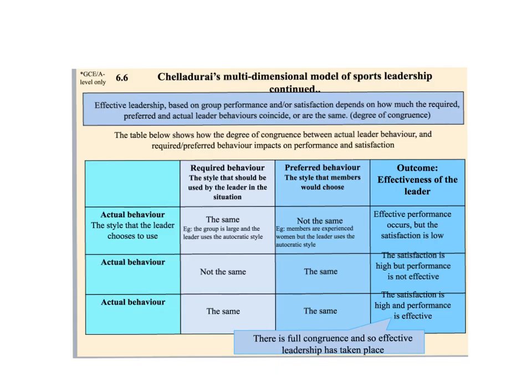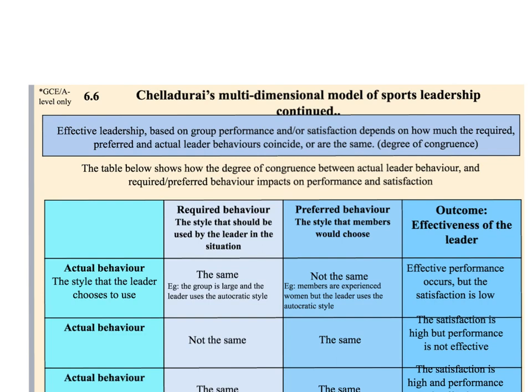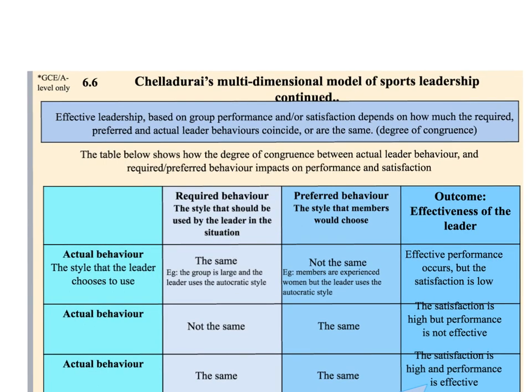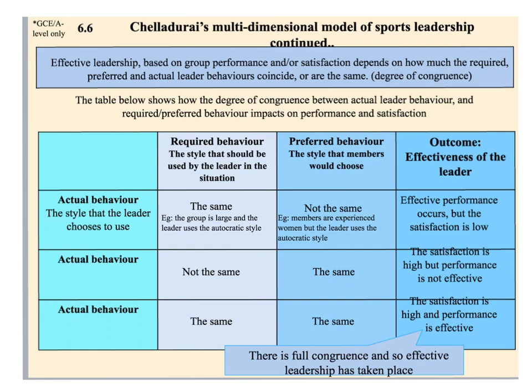Now, the last bit on Chelladurai's multi-dimensional model of sports leadership. So effective leadership based on group performance and the satisfaction depends on how much the required, preferred and actual leadership behaviours coincide or are the same. So the table below shows how the degree of congruence between actual leader behaviour and required and preferred behaviour impacts on performance and satisfaction.